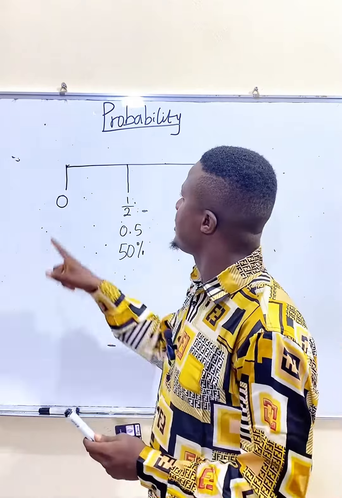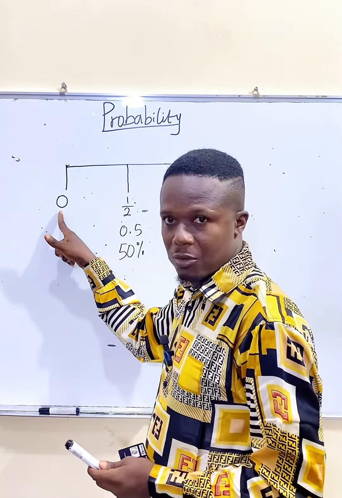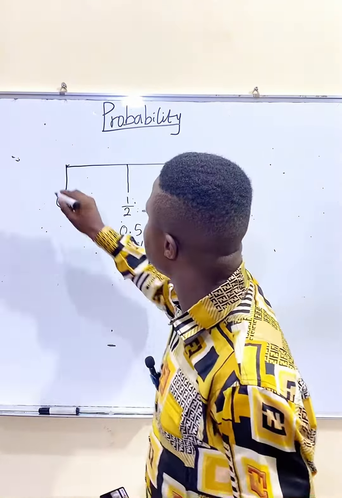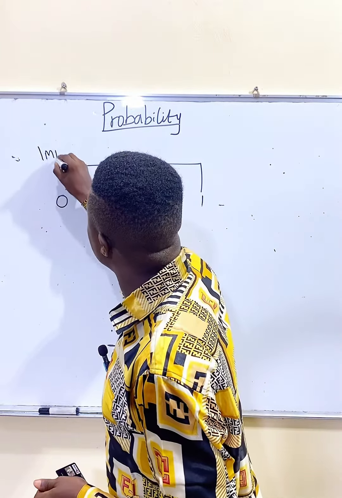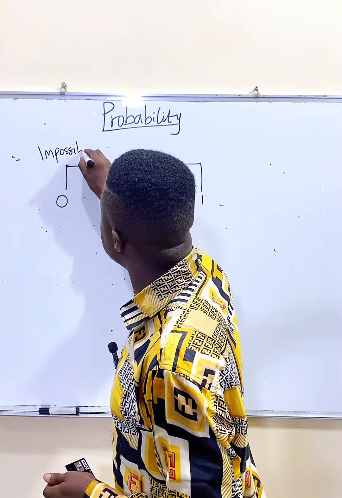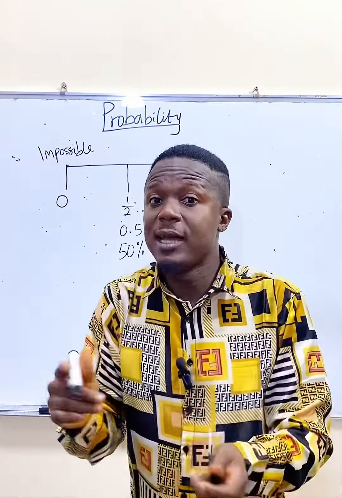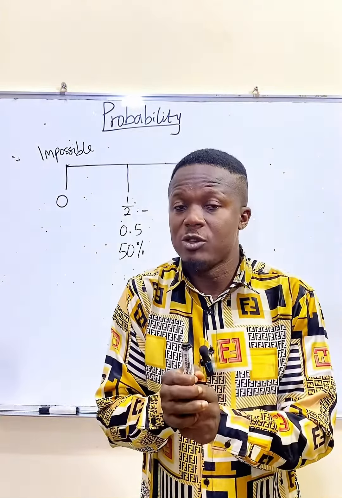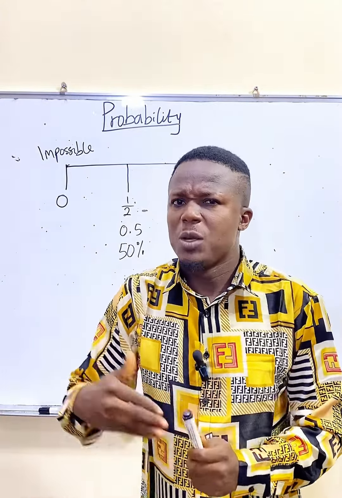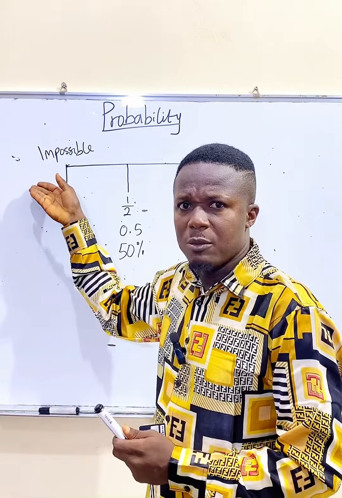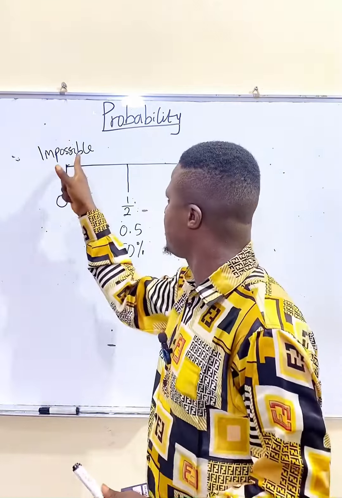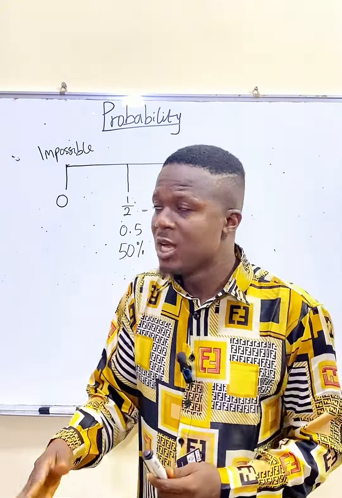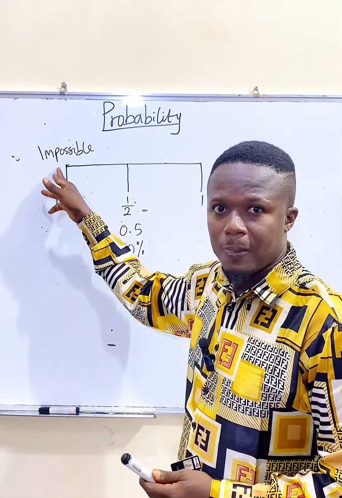Now, when the chance of an event happening is 0, that is when the probability of an event taking place is 0, it means that event is called an impossible event, an event that cannot take place. For example, at this particular point I'm making this video, today is Sunday. The probability of tomorrow being Saturday is an impossible event because tomorrow must be Monday. After Sunday, you have Monday, right? So that is an impossible event.